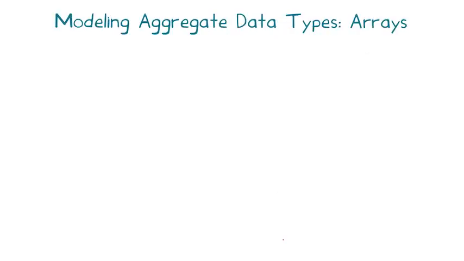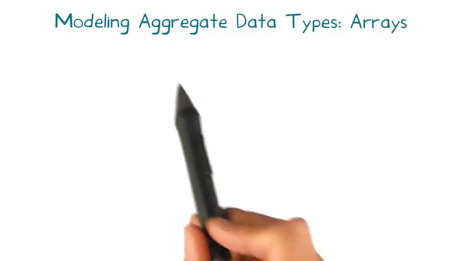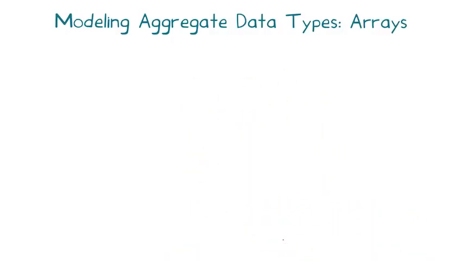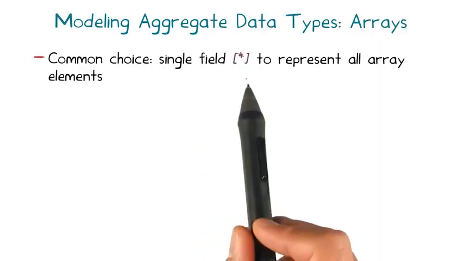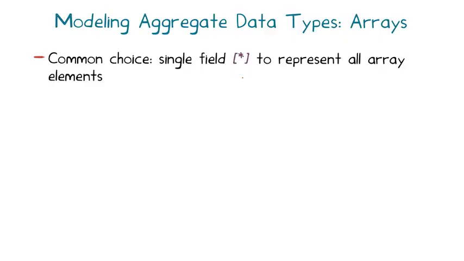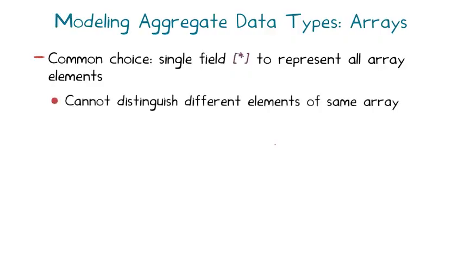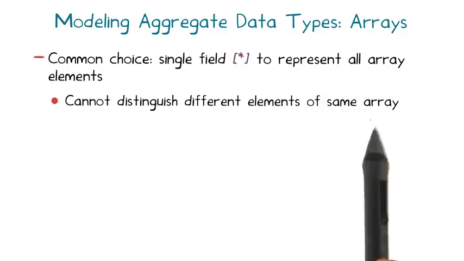Another dimension for abstracting program data in a pointer analysis concerns how to model aggregate data types. These include arrays and records. Let's look at arrays first. A common choice in pointer analyses is to use a single field denoted by an asterisk to represent all elements of an array. Such analyses therefore cannot distinguish between different elements of the same array. The pointer analysis algorithm we saw earlier in this lesson uses this representation.